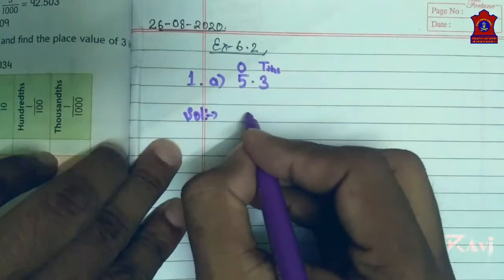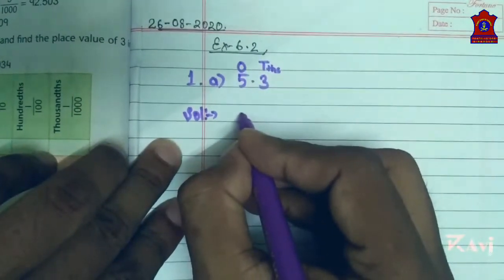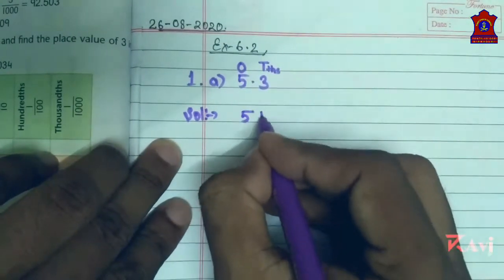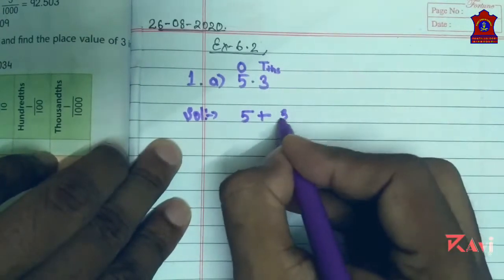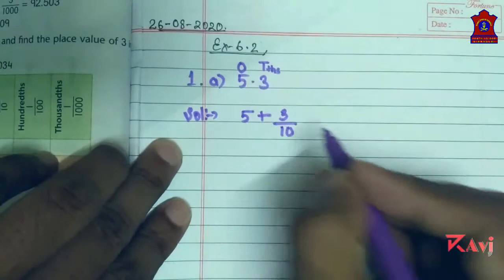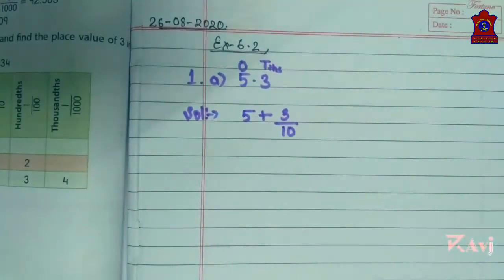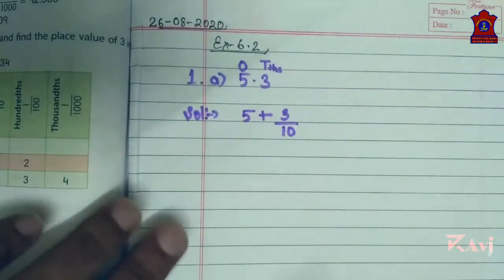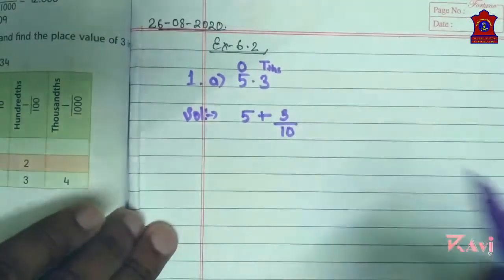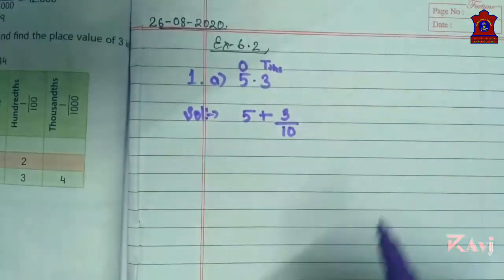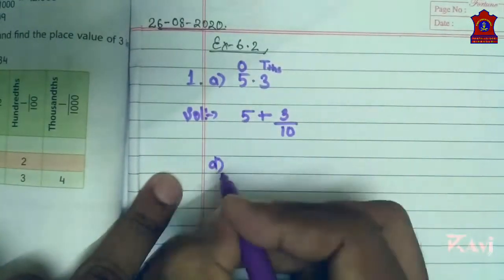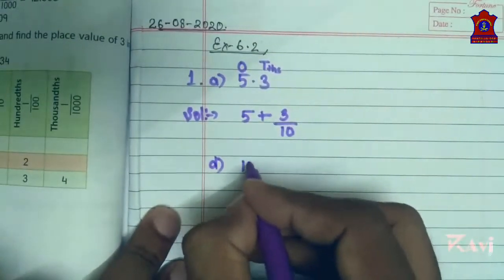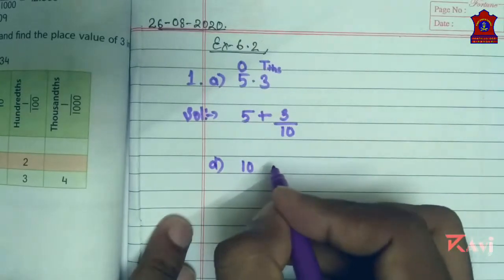Now, for this, what can you write? You can write 5 plus 3 is at 10th place, so the value will be 3 upon 10. 5 whole 3 by 10. So, this is the expanded form of 5.3. Let me take one more question. Question number D, sorry, question number C.